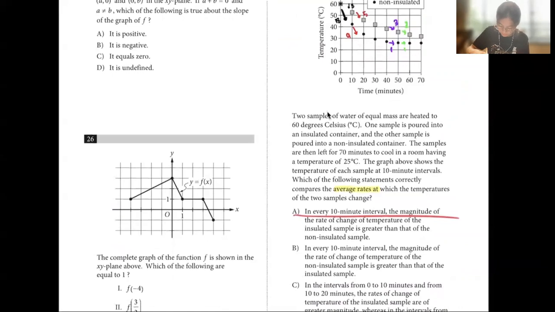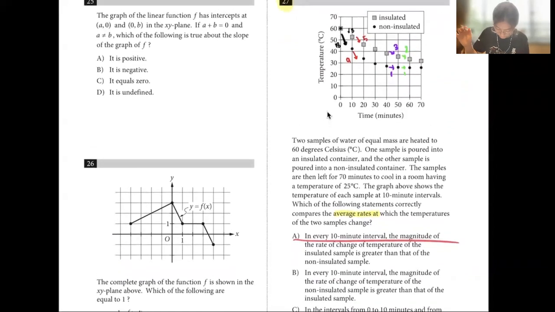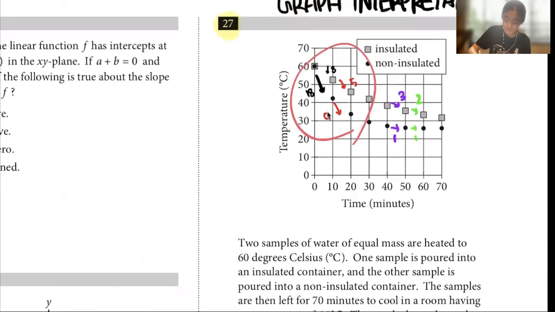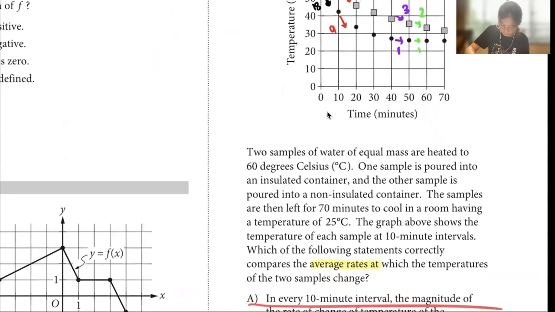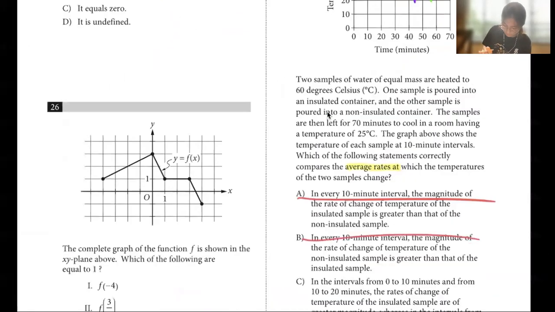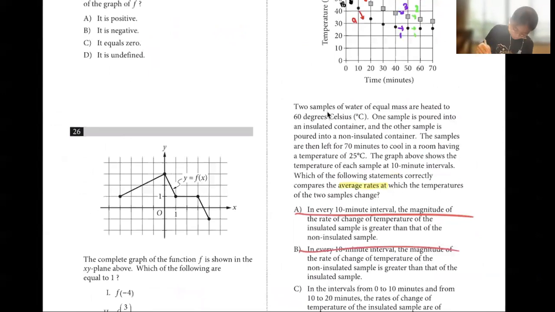Option B: in every 10-minute interval, the magnitude of the rate of change of temperature of the non-insulated sample is greater than that of the insulated sample. If you look at the 10 to 20 time interval, then you'll know that it's greater. But then if you look over to the 40 to 60 time interval, then the insulated is greater than the non-insulated. So not the case. You need to look at the whole graph, not just partially.